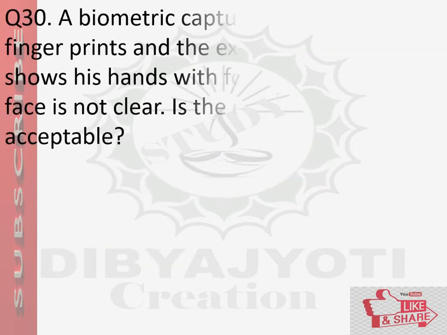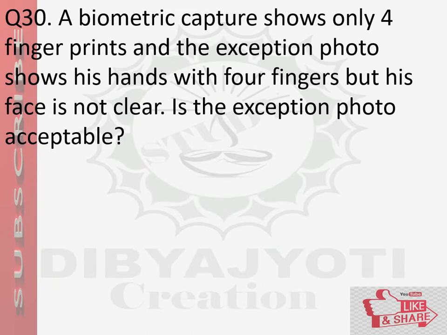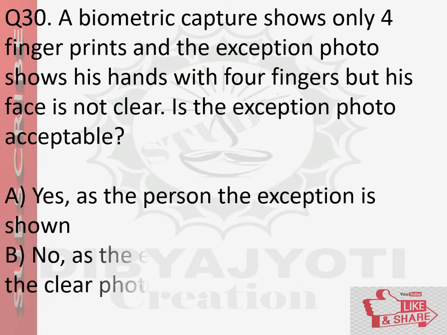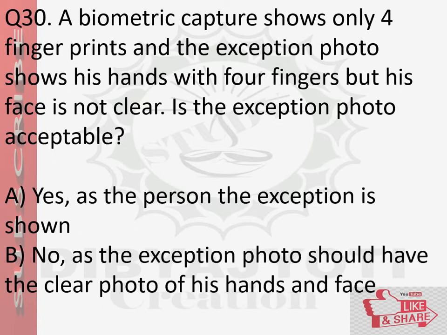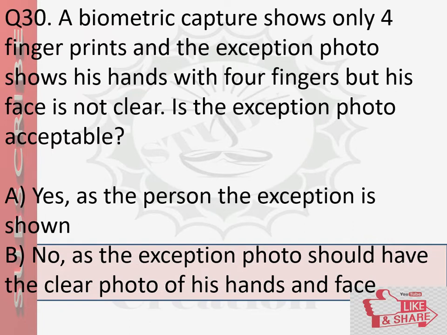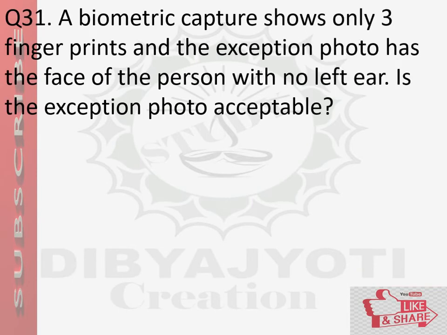The next, a biometric capture shows only 4 fingerprints and the exception photo shows his hands with 4 fingers but his face is not clear. Is the exception photo acceptable? Options are: option A, yes, as the person the exception is shown. Option B, no, as the exception photo should have the clear photo of his hands and face. Answer is option B.